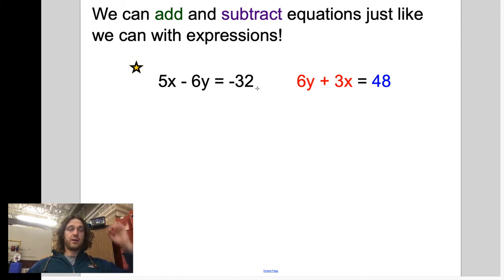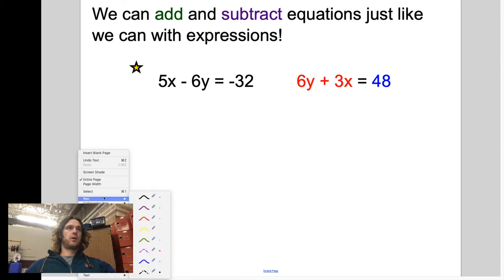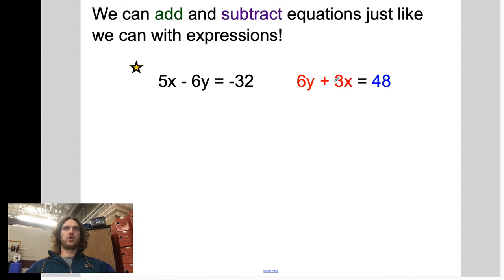So basically, this is what you do to solve a system of equations using elimination. What you do is you rearrange the equations so that the terms are displayed in the same order. This one goes x term, y term, equal sign, constant. So that's what we're going to have to do to the red equation.